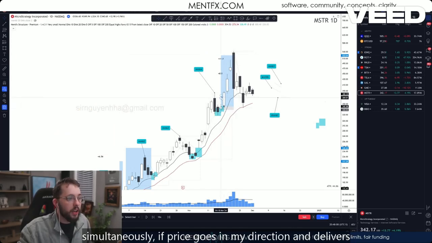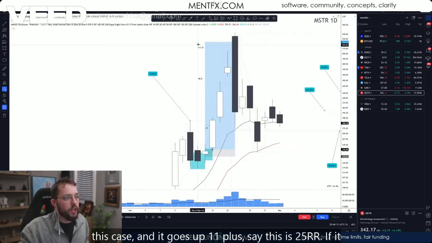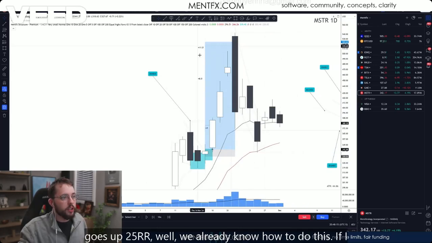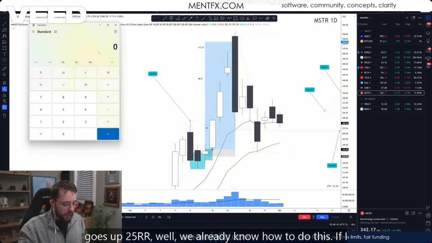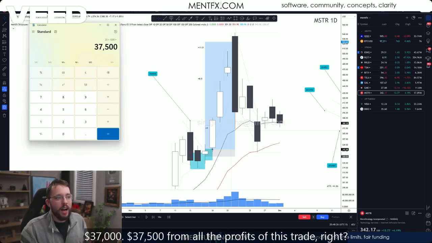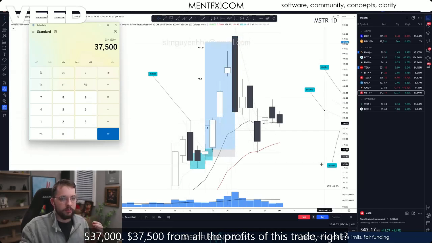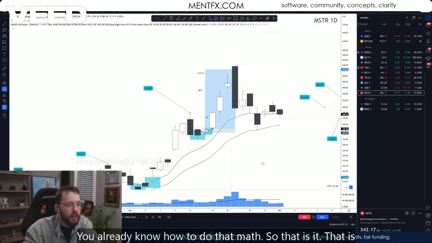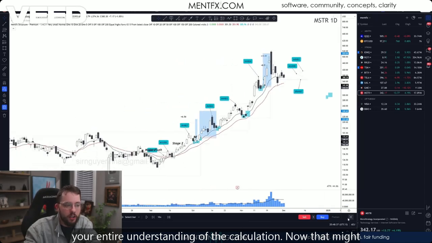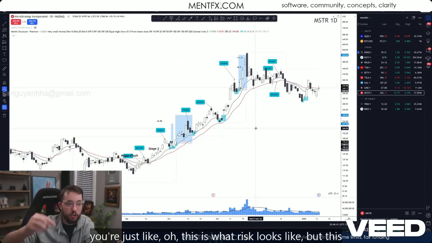That was the calculation. That's what the calculation was based on. And simultaneously, if price goes in my direction and delivers and I get to manage my trade, which is what I got to do in this case, and let's say this is 25 RR. If it goes up 25 RR, well, we already know how to do this. If I made 25 R multiples on my risk, which was $1,500, then I made $37,500 from all the profits of this trade, right? You already know how to do that math. So that is it. That is your entire understanding of calculation. Now, that might be a lot, especially if you've never done calculations before or you've never learned about calculations and you're just like, oh, this is what risk looks like. But this is how it functions.